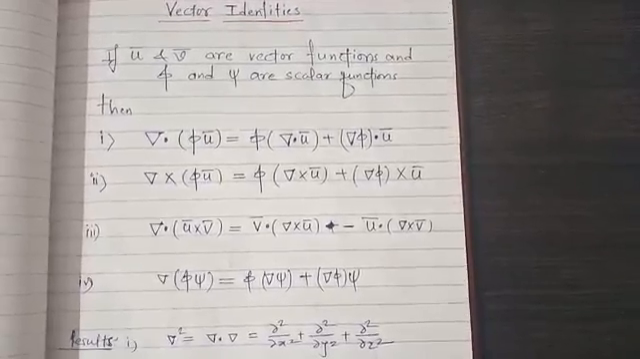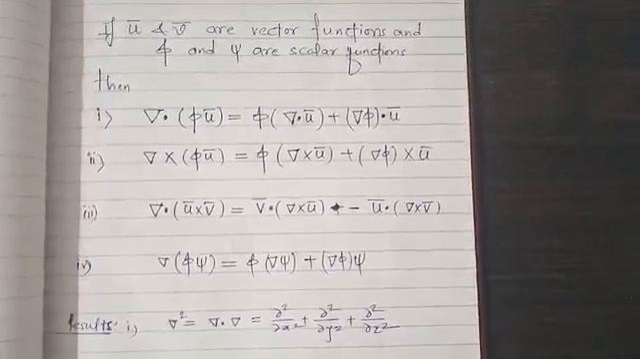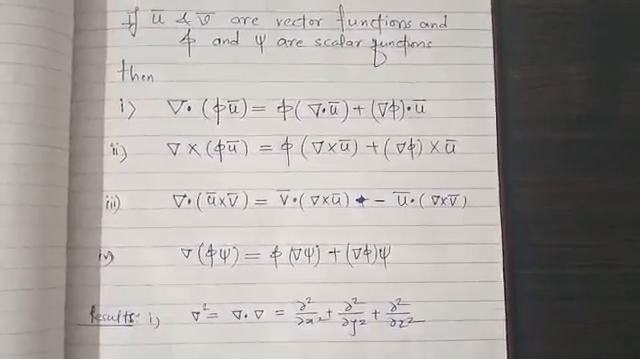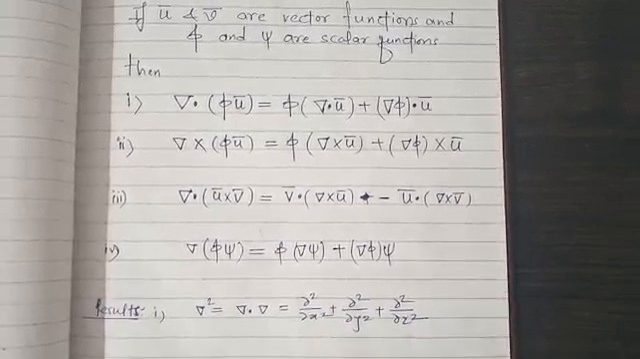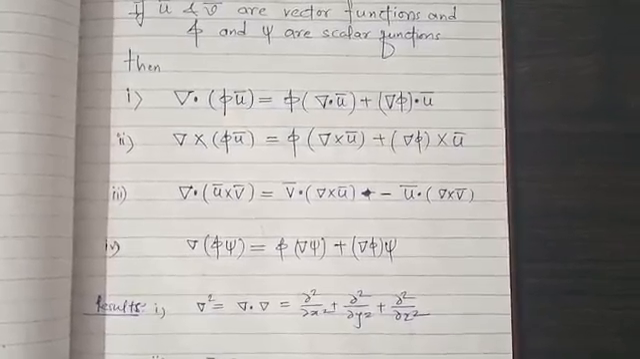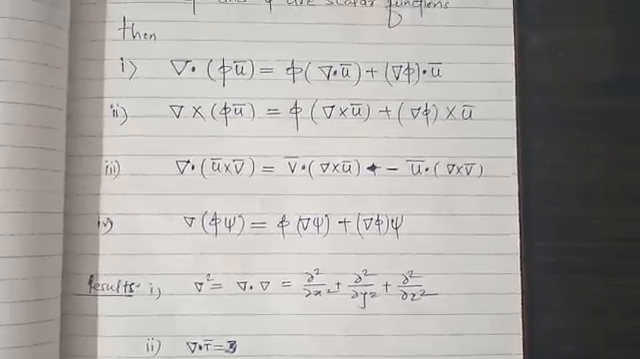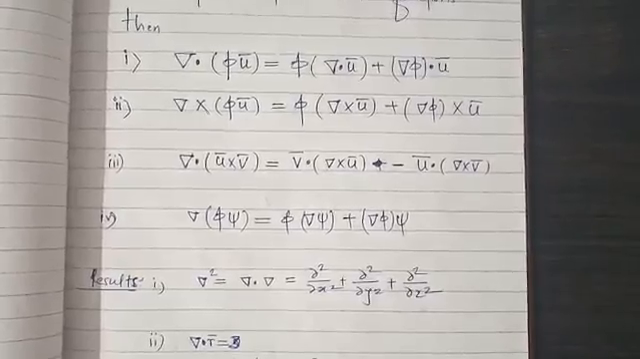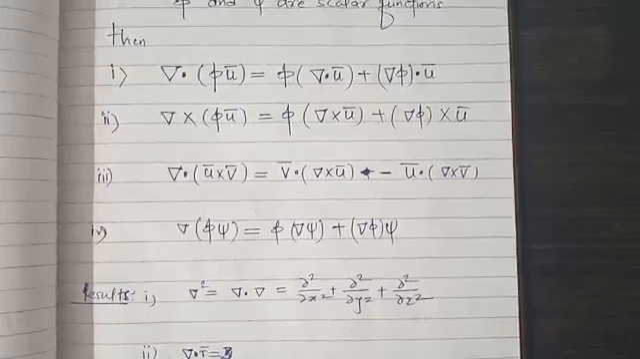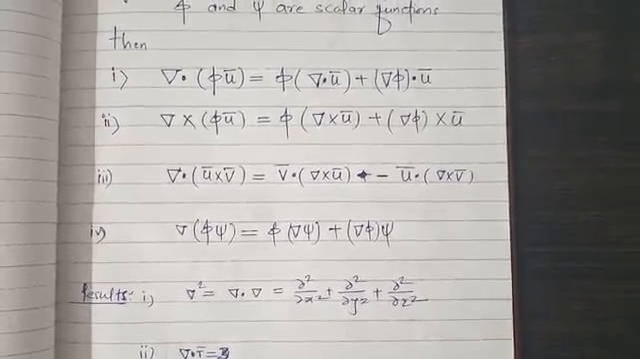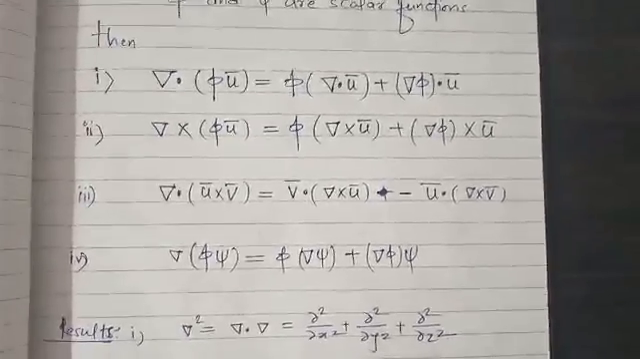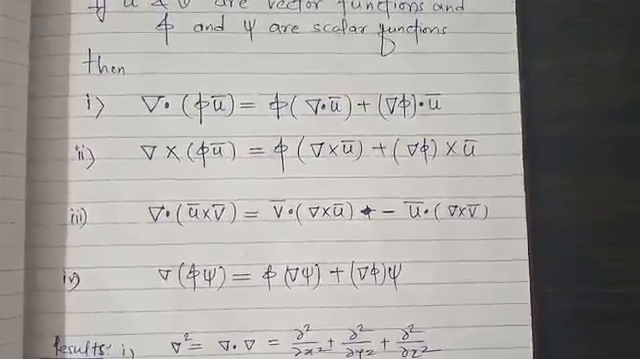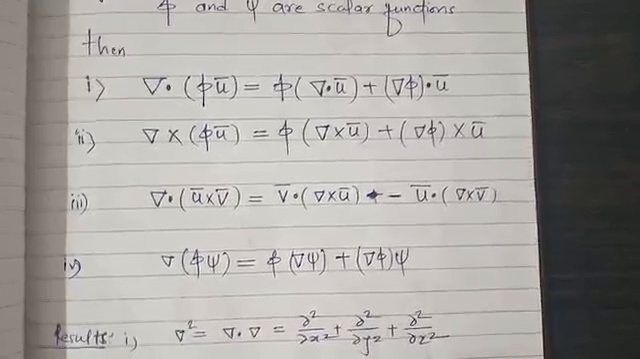If u and v are vector functions and phi and psi are scalar functions, then the first identity is the divergence of phi into vector u, that is del dot phi u. Here phi is a scalar function and u is a vector, so divergence of phi u bar is equal to phi into divergence of u bar plus gradient of phi dot u bar. That is your first identity.